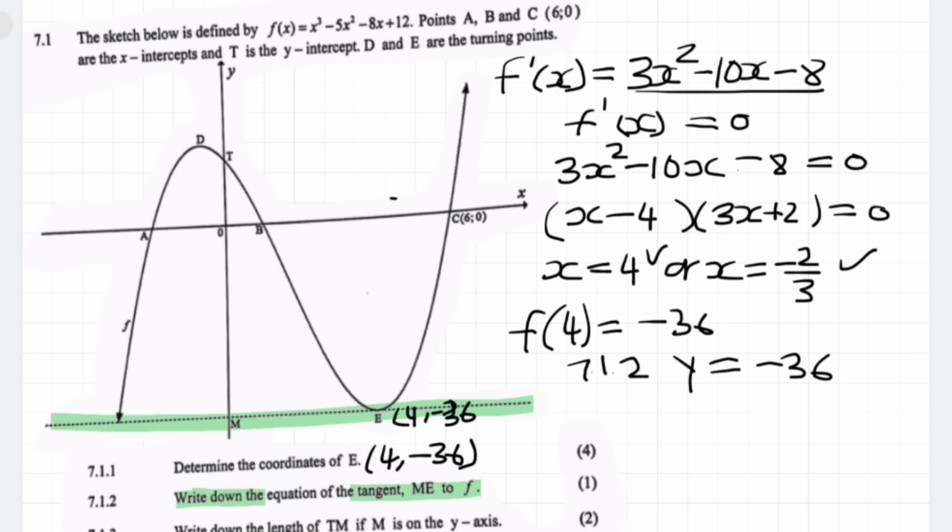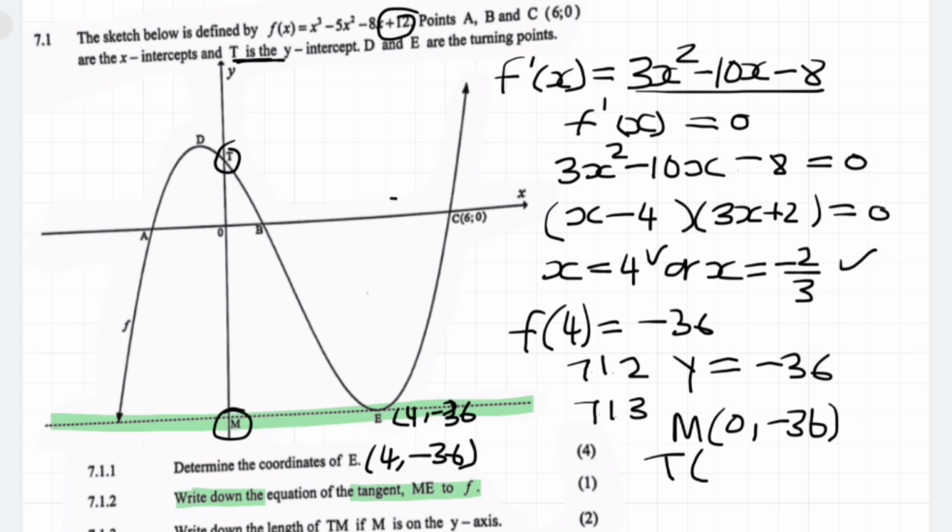So moving on to 7.1.3, they say write down the length of TM. Also they say write down because they know it is easy. So 7.1.3, they want the length of TM. Here's T and here's M. So M is going to be what? Since that is negative, it's going to be (0, negative 36). Look at T. What will T be equal to? T is the y-intercept they told us here. The y-intercept is 12, so T is (0, 12).